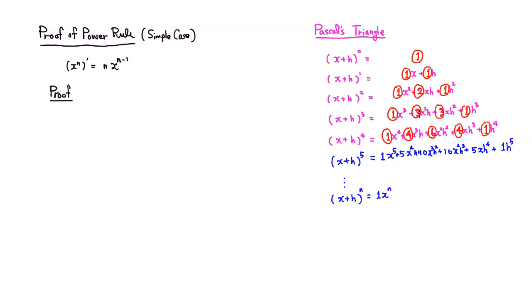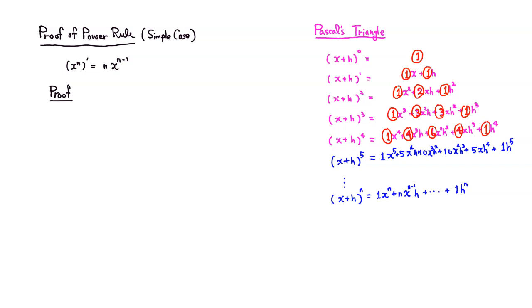4 is 4. If it's cubed, it's 3. So this is going to be n times x to the n minus 1. Then you have h, right? And I don't really care what goes on in between. And the last one is obviously 1 h to the nth power. All right, so this is quite useful in proving the power rule, so let's keep this in mind.